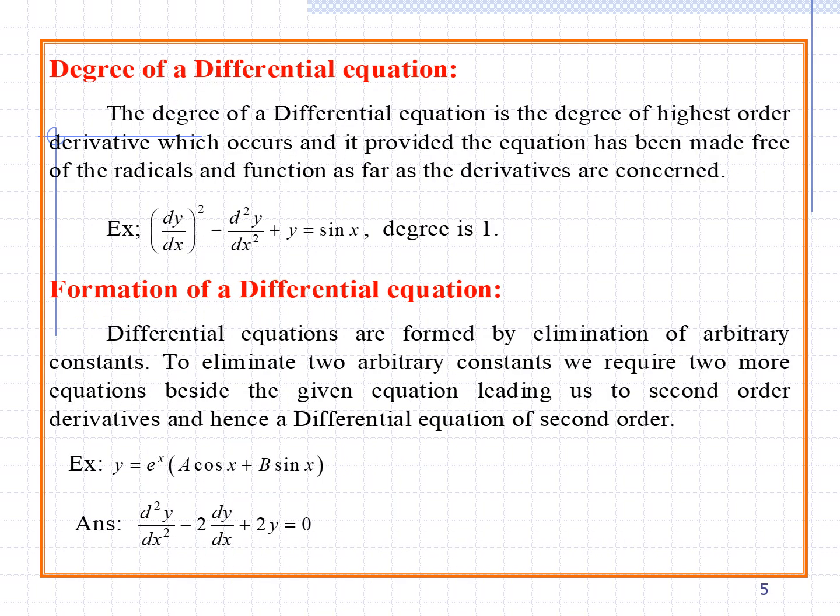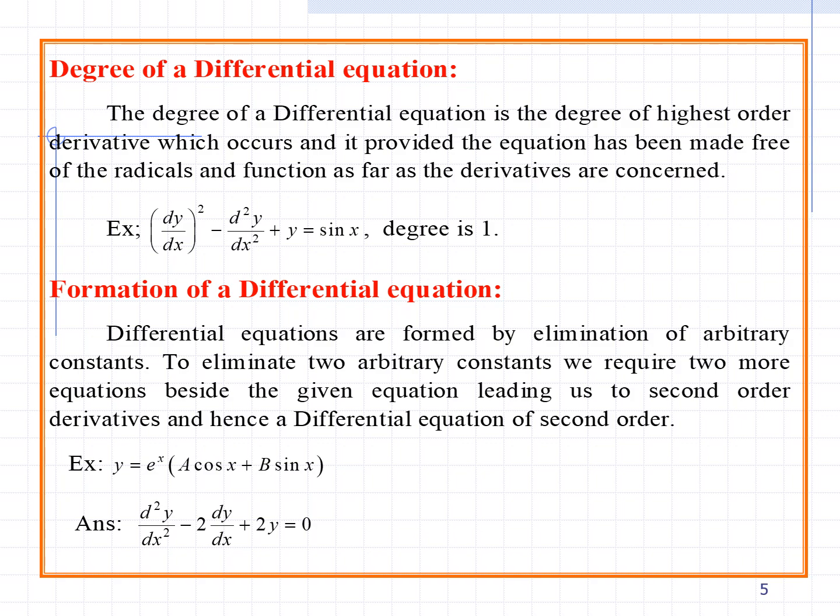Now we can see the degree of a differential equation. The degree of a differential equation is the power of the highest order derivative. Here you can see this equation, dy by dx whole square minus d square y by dx square plus y equal to sin x. Here what is the degree? Degree is 1. Why? Because in this equation the highest order derivative is d square y by dx square, the order is 2, and there is no power. No power means the degree is 1.